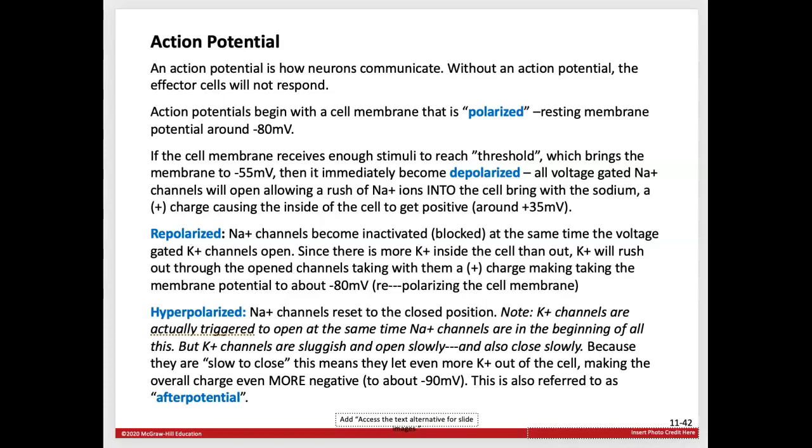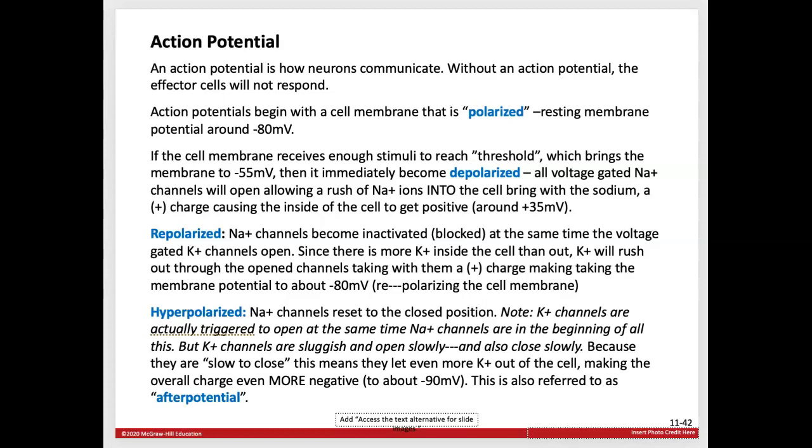Action potentials begin with a cell membrane that is polarized, which is the resting membrane potential, somewhere in the area of negative 80 millivolts. Some videos and books say negative 70. This book, I think, says negative 80, so I try to be consistent with that. But just remember that these polarized, depolarized, repolarized, and hyperpolarized numbers are, generally speaking, close to that number, but not always exactly that number. Threshold, on the other hand, is usually right at negative 55 millivolts.